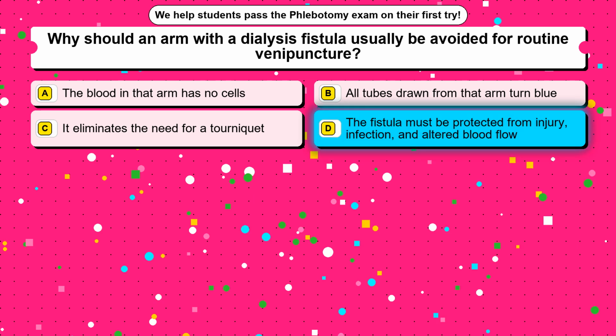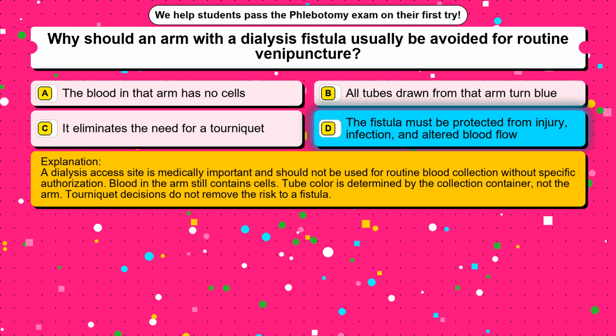The correct answer is option D. The fistula must be protected from injury, infection, and altered blood flow. A dialysis access site is medically important and should not be used for routine blood collection without specific authorization. Blood in the arm still contains cells. Tube color is determined by the collection container, not the arm. Tourniquet decisions do not remove the risk to a fistula.